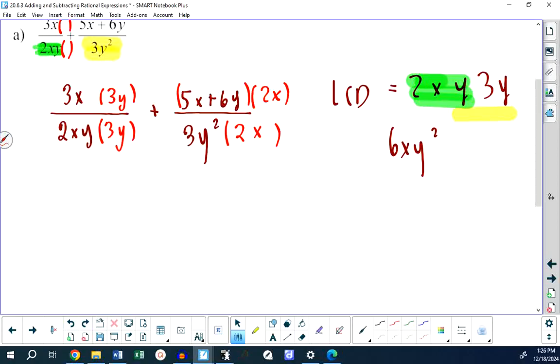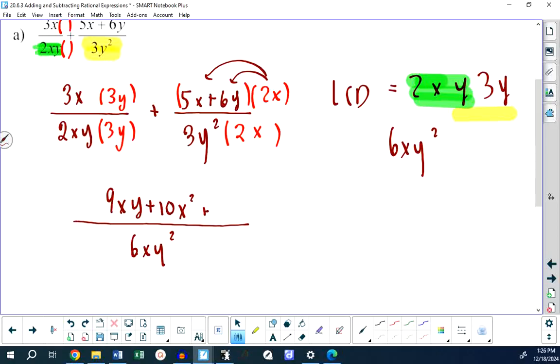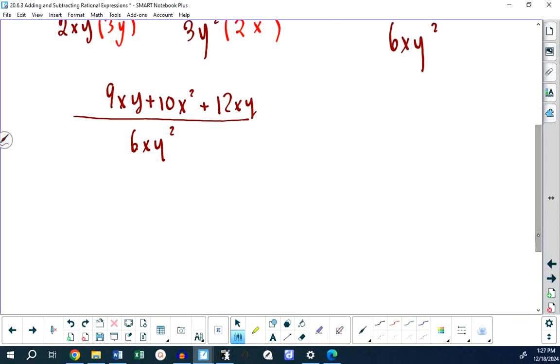The advice I would give you here is always go slow and methodically. It's very easy to make mistakes. This is all going to be over 6xy squared. On the top we get 9xy, and then we get the product of the 2x and the 5x plus 6y. So that's going to be 10x squared plus 12xy. I can put the 9xy and the 12xy together.